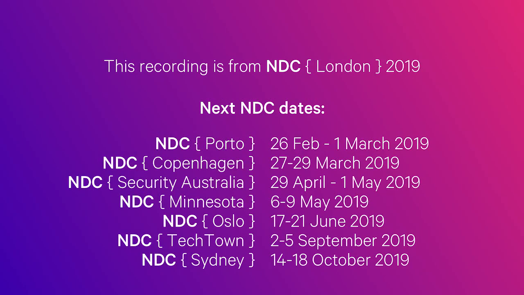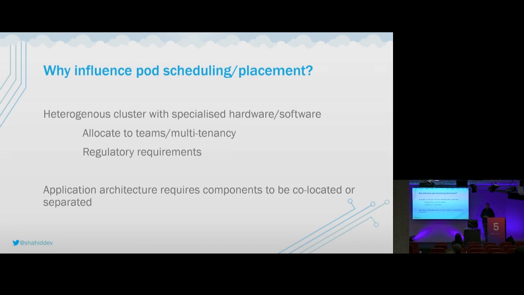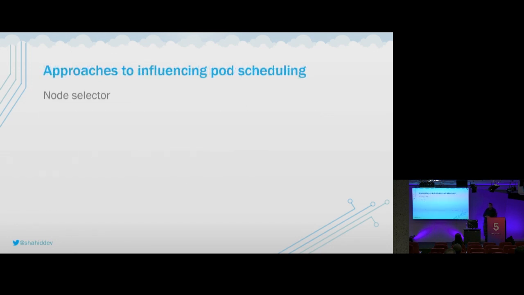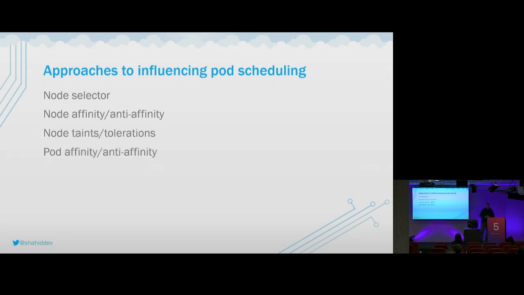Various components are located together, maybe for latency reasons, maybe for resiliency reasons. So we have a number of approaches for scheduling pods, and we'll cover these in a little bit more detail one at a time. We've got node selector, pod affinity and anti-affinity, taints and tolerations, and I'll explain what all of these are in a little bit. And then finally, the kind of nuclear option of a custom scheduler.